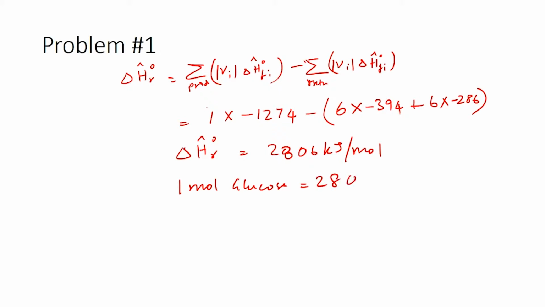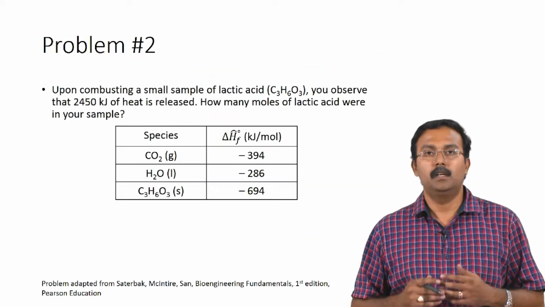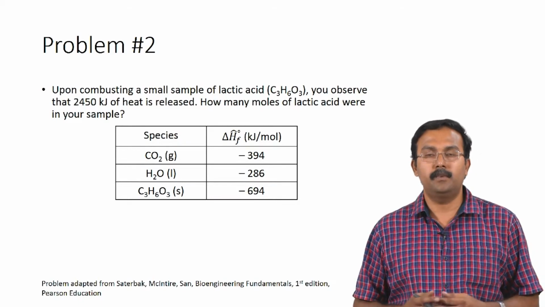While 1 mole of glucose is produced, the total change in enthalpy for this process would be 2806 kilojoules. So, we have been asked to calculate this for 100 moles of glucose. This would be 2806 times 100, which is equal to 281 megajoules. So, this would be roughly the total amount of change in enthalpy for the process where we produce 100 moles of glucose. Let us now look at a different problem.